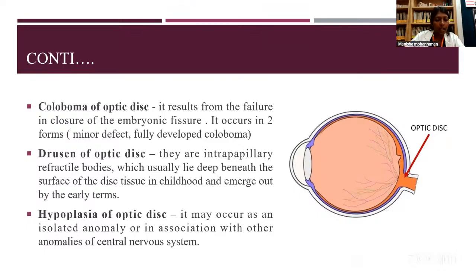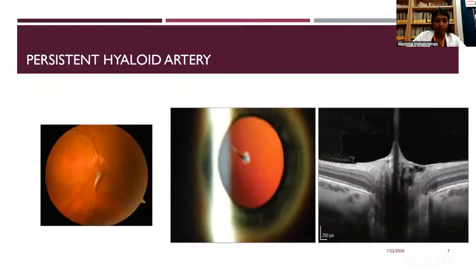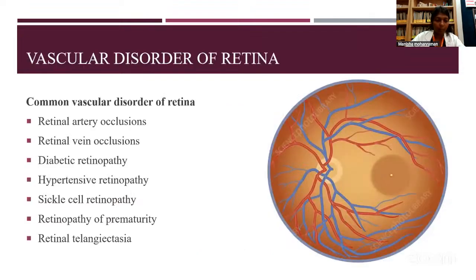The third one, we have hypoplasia of the optic disc. It may occur as an isolated anomaly or in association with other anomalies of the central nervous system. The hypoplasia is an underdevelopment of the optic disc. These are the images. This is the persistent hyaloid artery in the optic disc fundus.